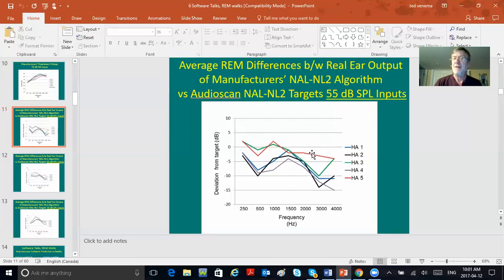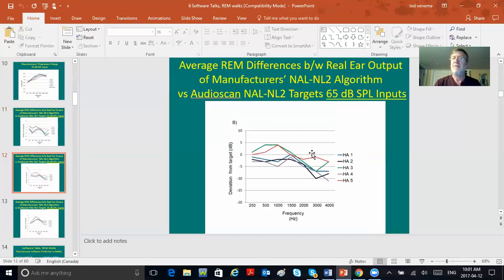Okay? Now let's look at 65. At 65, they behaved themselves a little better. Almost all 5 of them are clustered a little closer to no difference, no deviation from target. And then in the high frequencies, they're all backing off. They're all providing less, except Mr. Red. He's pretty good. He's sticking pretty close to target.